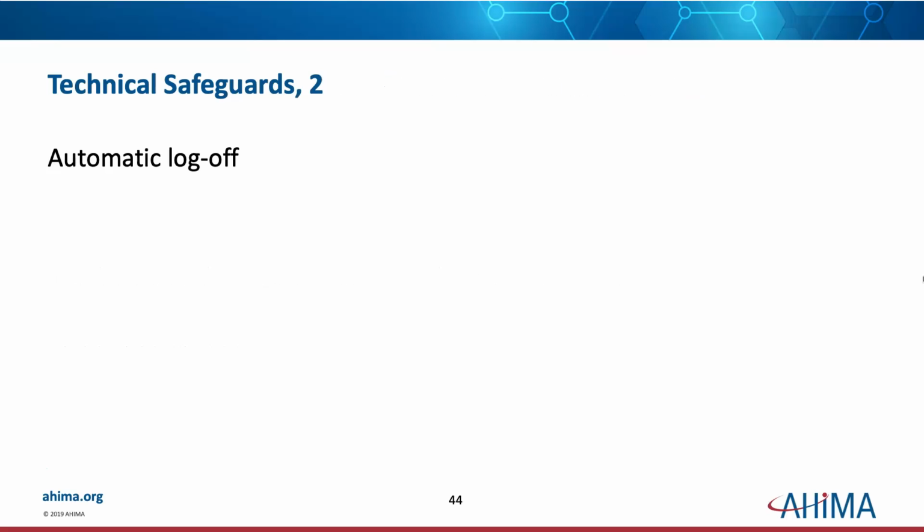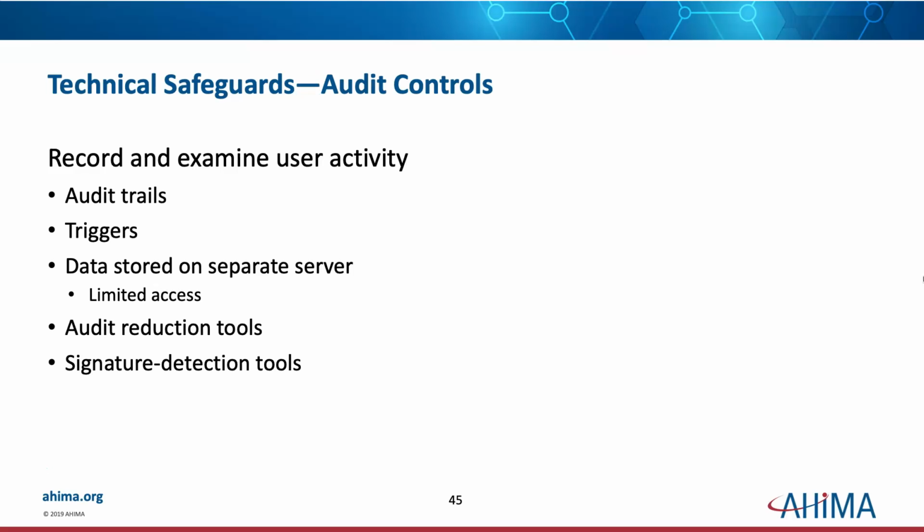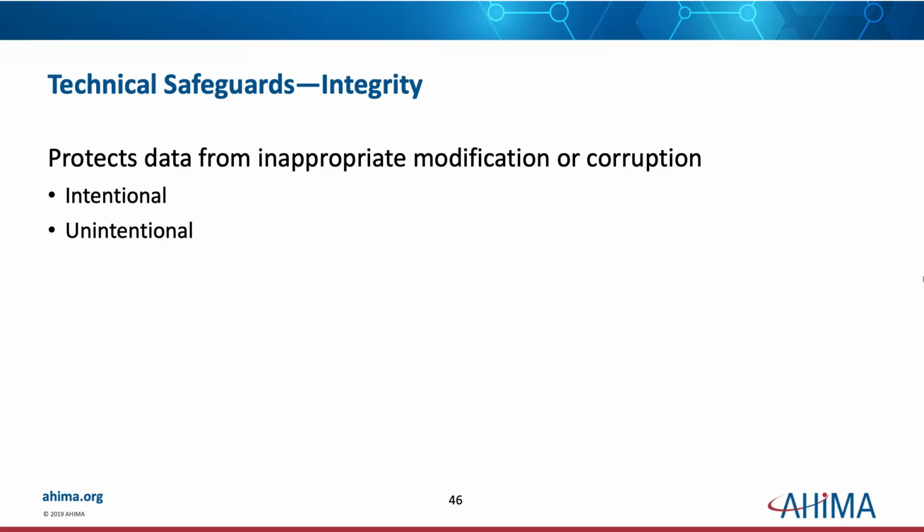There's telephone callbacks and automatic log-offs. Some audit controls, this goes through that. And this starts on the bottom of page 231, goes to page 232. Talks about how that works, what are audit trails and triggers, and how do you look through all of the information. What about data integrity? How do you protect the data from inappropriate modification or corruption, whether that's unintentional or intentional? That's here.